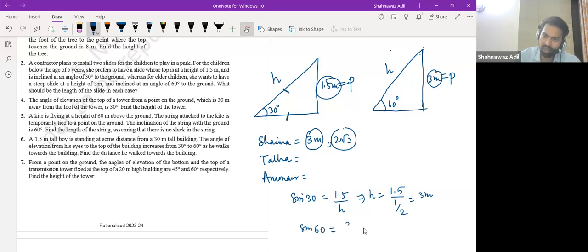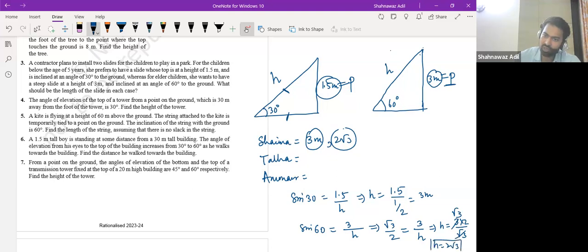So you had to use cos. Why? This is again P and H. Right. This is again a P and H. So this is root 3 by 2 and 3 by H. So H would be 3 into 2 by root 3. So 2 root 3.